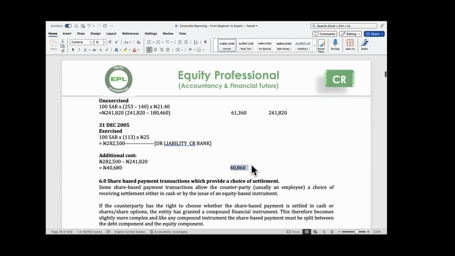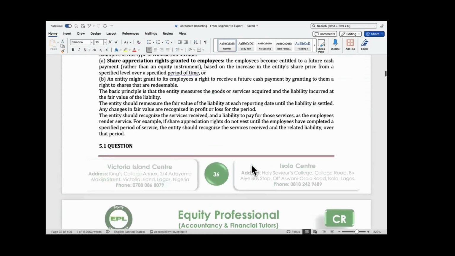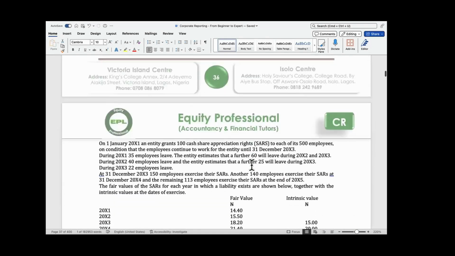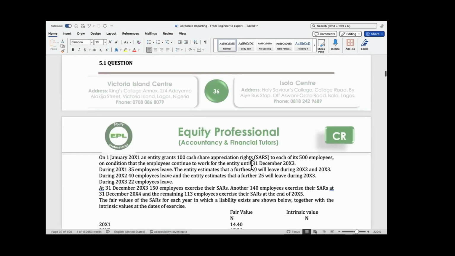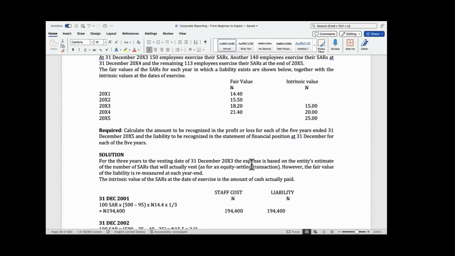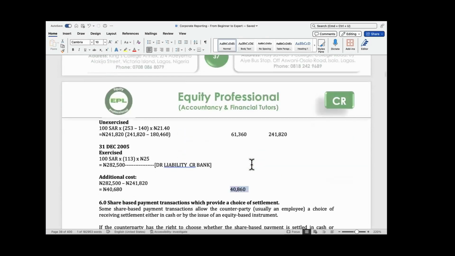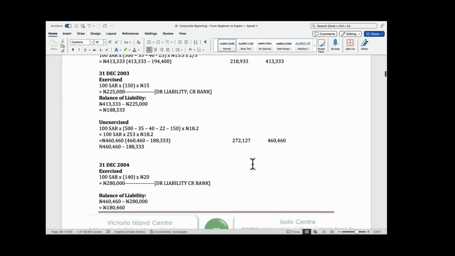And that is it for cash-settled share-based payments. I can promise you, you will not find something more advanced than this in the exam. Never. It's not possible. Because these are taking care of the entire history of whatever you can find in a question of cash-settled share-based payment. And that is it for cash-settled share-based payment.